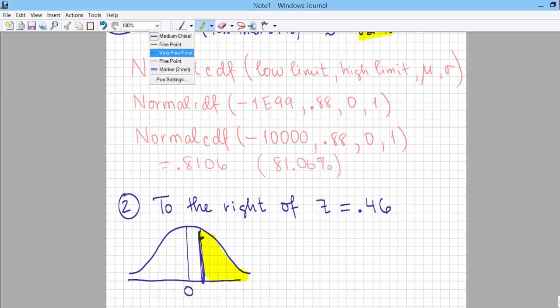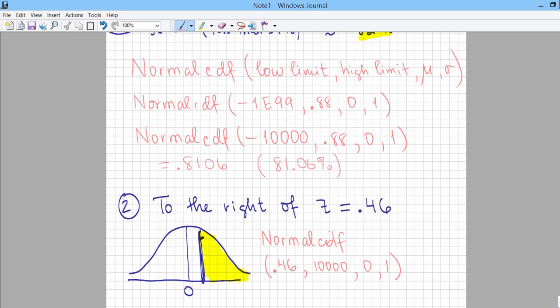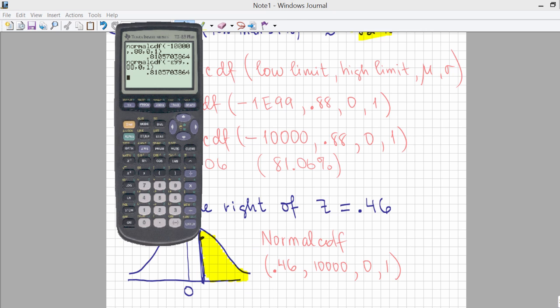All right, same command as before: normalcdf. Okay, what's my lower bound? It's 0.46. What's my upper limit? Again, I'm going up to infinity to the right. So I can do e to the 99, or I can just plug in a really large number. So let's do 10,000. Then mean is 0. Standard deviation is 1.